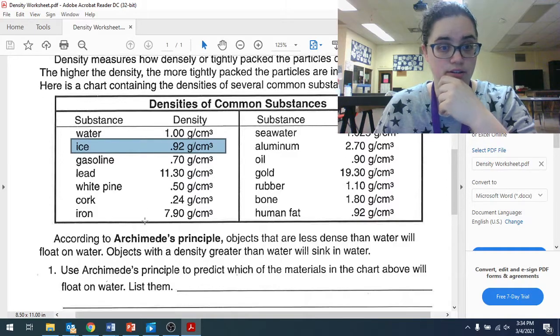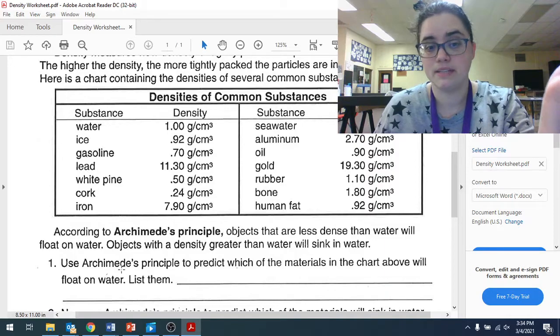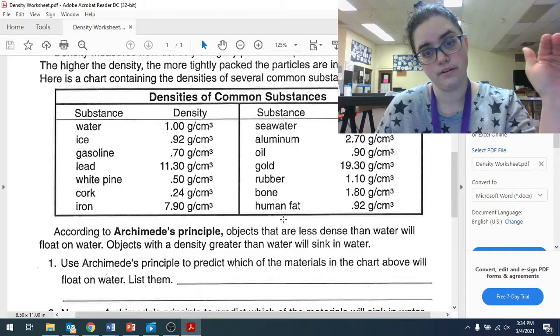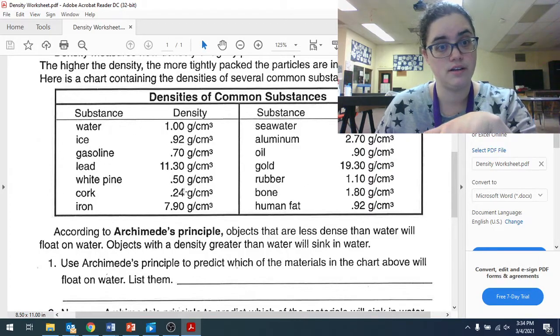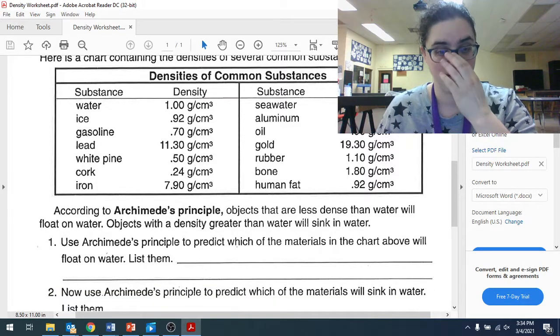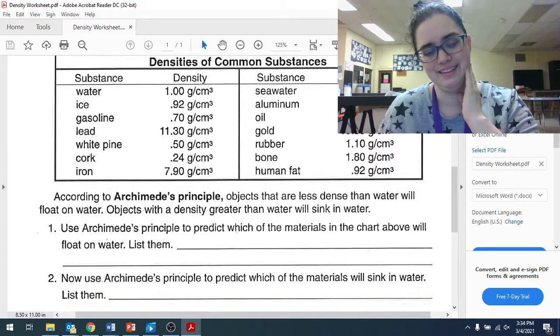So what you're going to do, in number 1, it says use Archimedes' principle, they misspell it again, to predict which materials in this chart up here are going to float on water. And let's list them. So you go through, you go ice, you look at anything here that's got less than 1, that goes in the float on water pile. Human fat floats in water. Yuck, how'd they figure that out, I wonder?